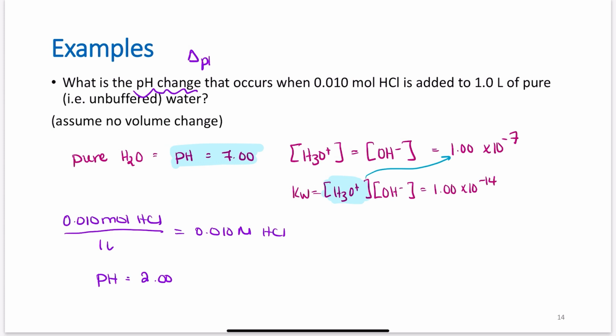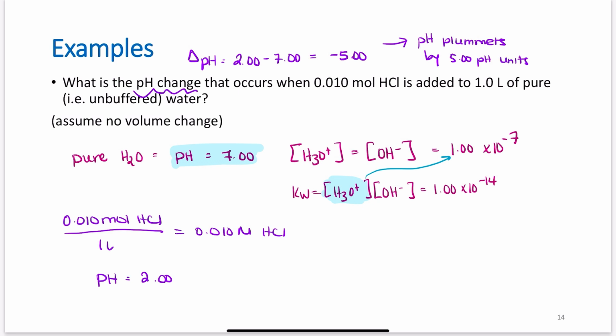So my change in pH, it started at 7.0. We do final minus initial. We finish at 2, we start at 7, negative 5.00. The pH plummets by 5 pH units.